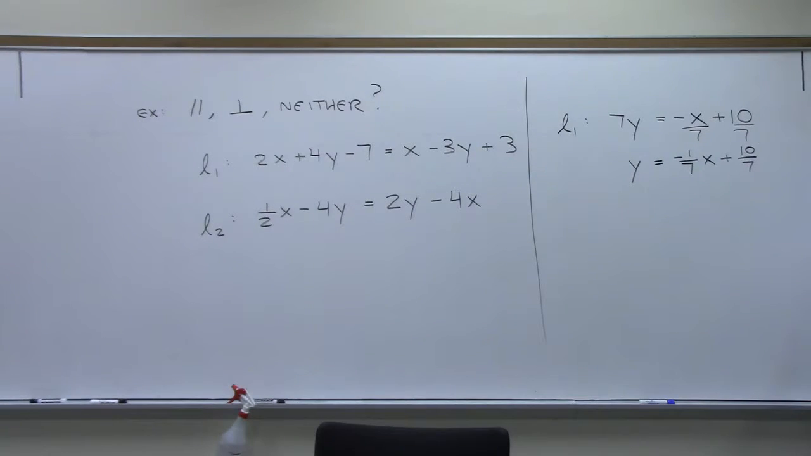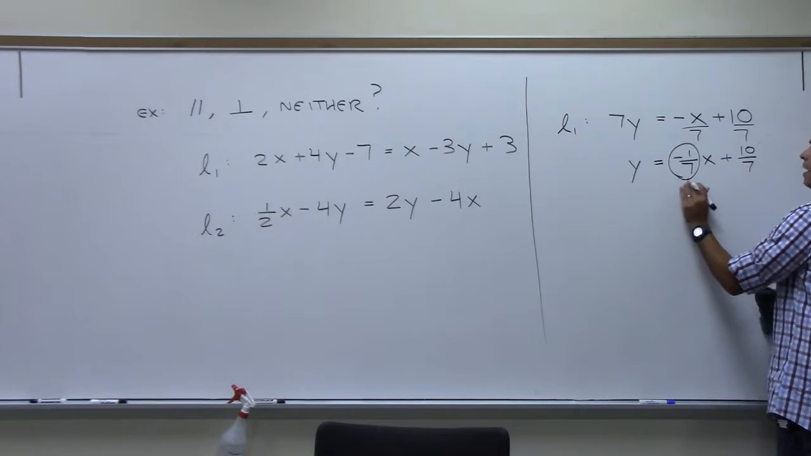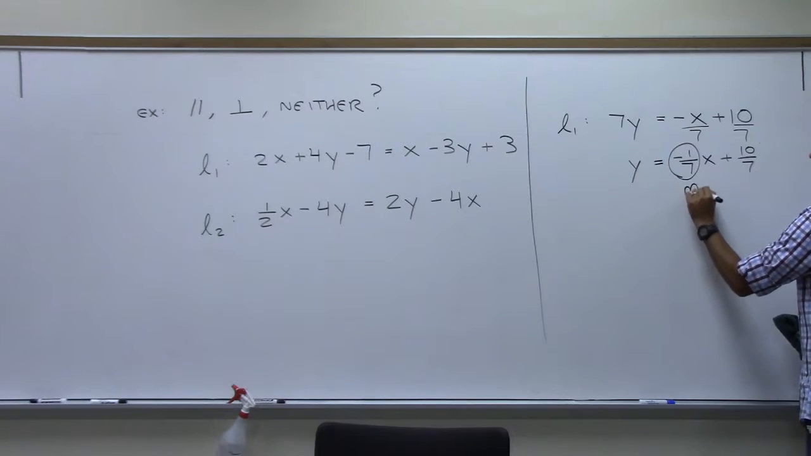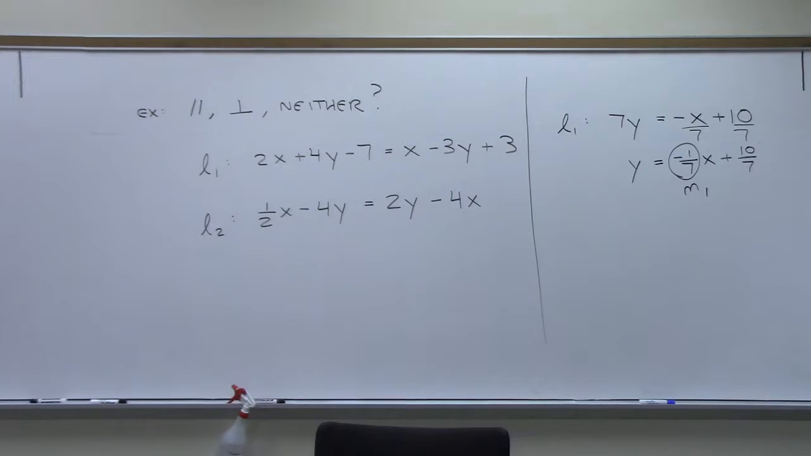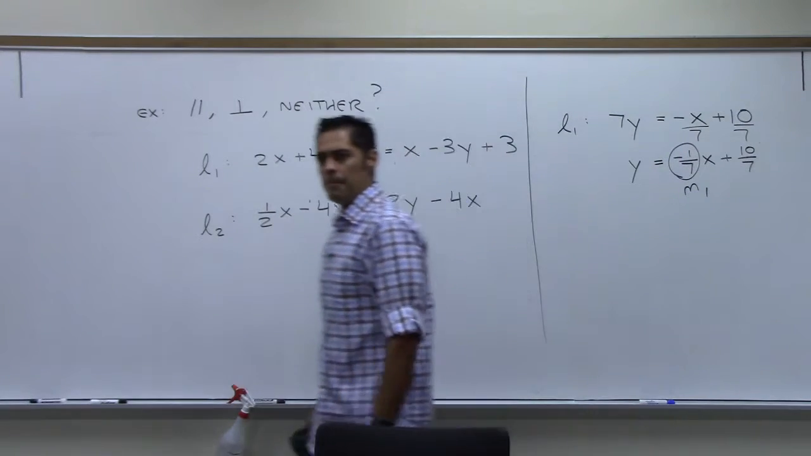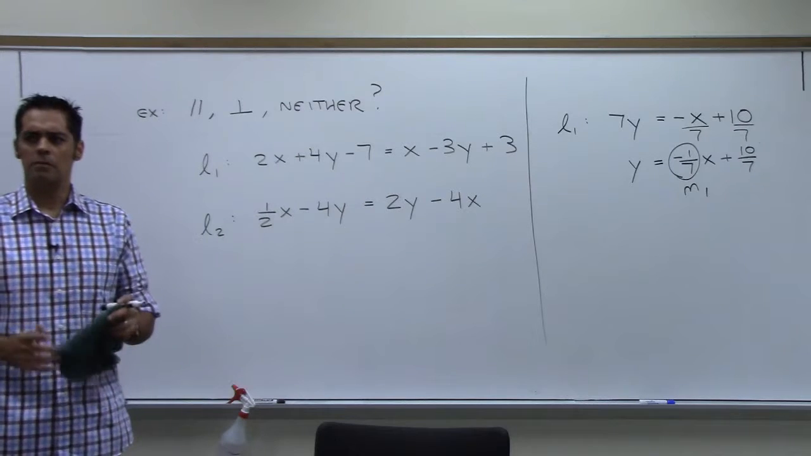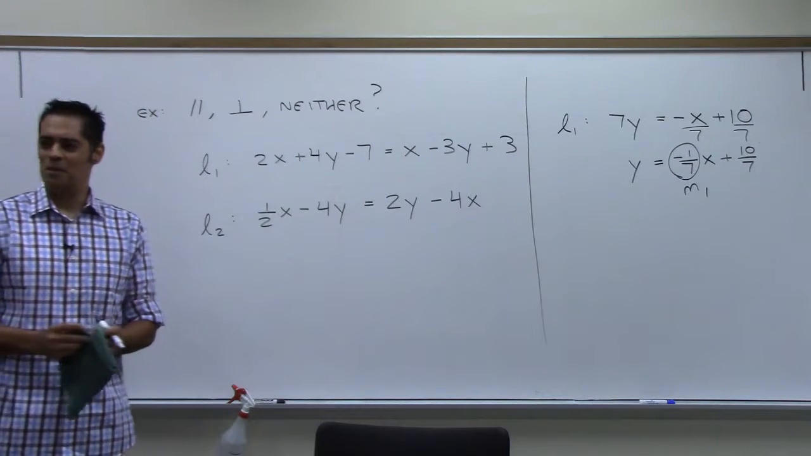Questions? We're good? That's the slope of line 1, is negative 1/7. How about the slope of line 2? Well, same story, right? We got to move everything around. Y'all all right? Getting some confused looks.